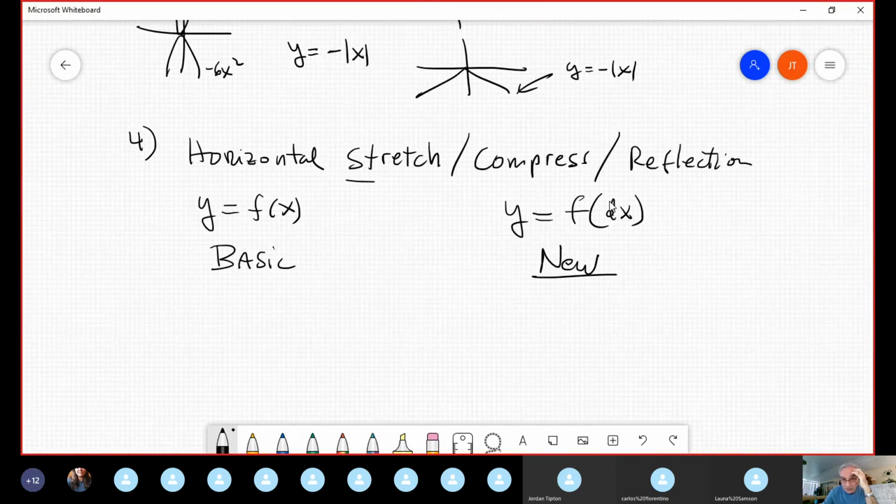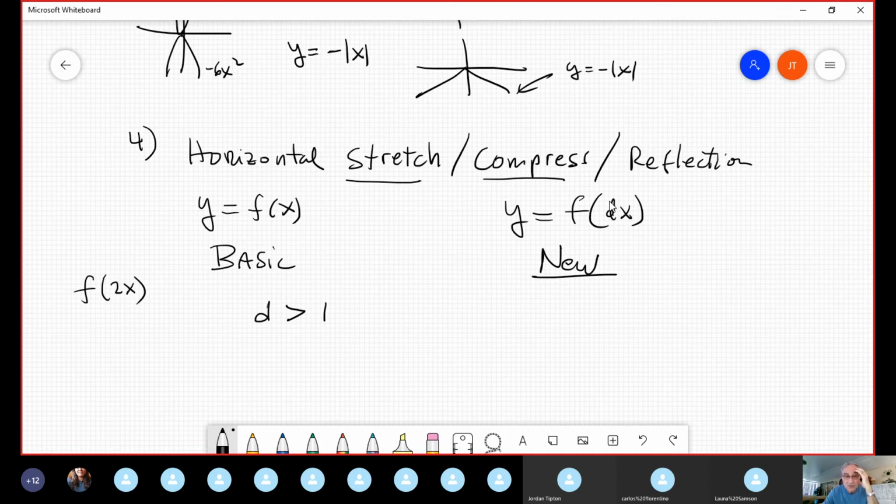Therefore, the situation is different. Compress and stretch. When the d is greater than 1, let's suppose that the function is f of 2x. We have no stretch, we have compress. And we can see in this one now: horizontal compress. If d is in between 0 and 1, it is a horizontal stretch.